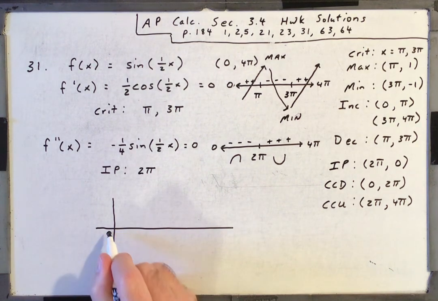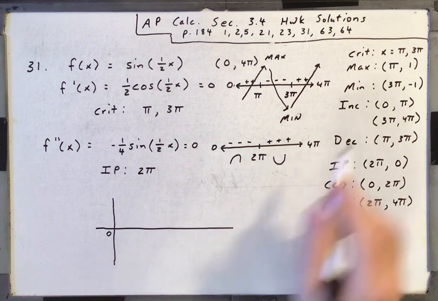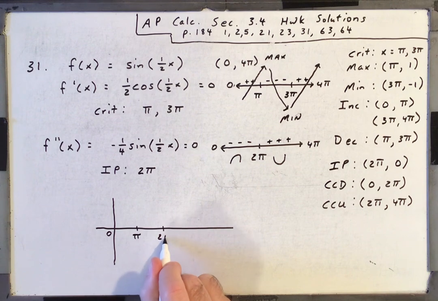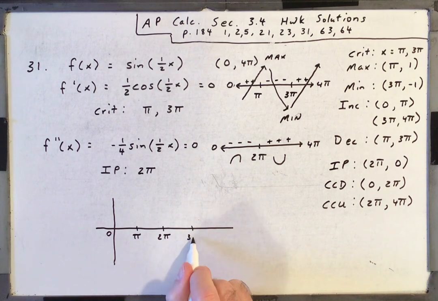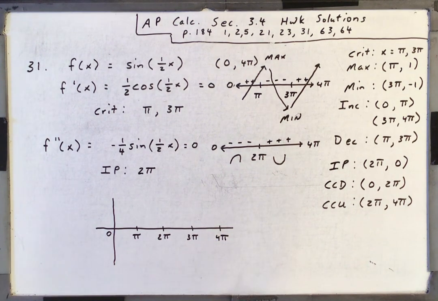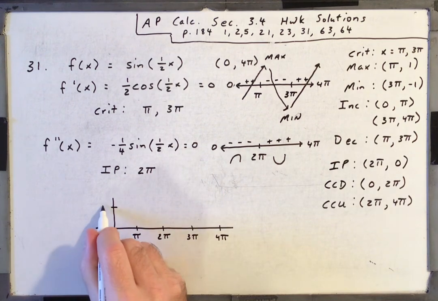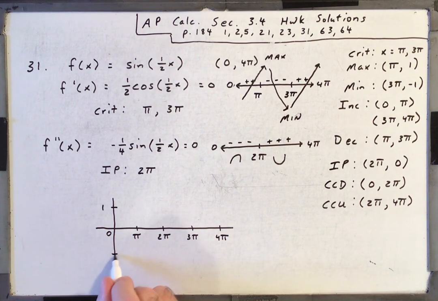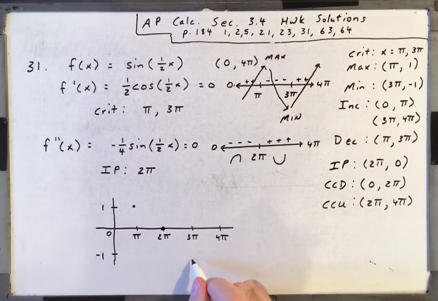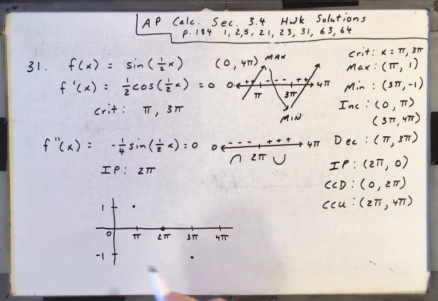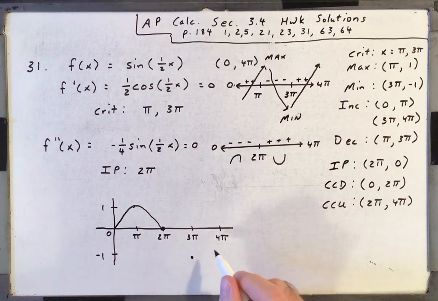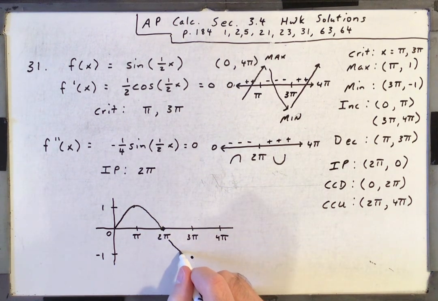So we have 0 here. We know that we have a max at pi, so let's put pi. Have an inflection point at 2 pi. We have a minimum at 3 pi, and then our boundary, our endpoint, is 4 pi. So we have a max at pi, 1, and a minimum at 3 pi, negative 1. So plot that max. We have an inflection point at 2 pi, 0. And we know we're concave down until we get to 2 pi. And then concave up after that.